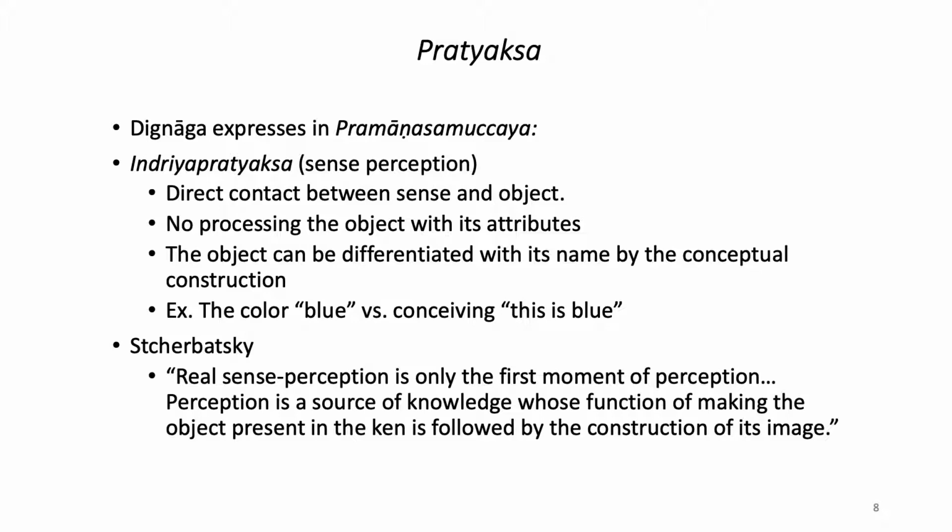In respect to an object, he has the senses of the object itself, but does not possess any notion of its name. The description regarding the definition of sense perception by Dignaga is that real sense perception is only the first moment of perception. Perception is a source of knowledge, and the function of that knowledge of making the object present is followed by the construction of its image.